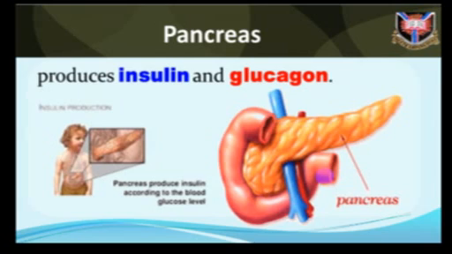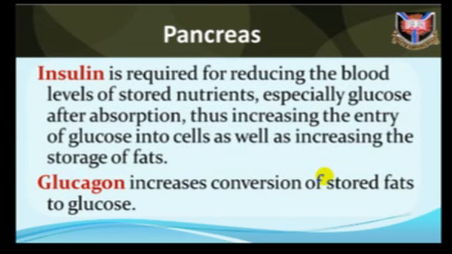Pancreas. It produces insulin and glucagon. Insulin is required for reducing the blood levels of stored nutrients, especially glucose after absorption. The hormone increases the entry of glucose into cells, as well as increasing the storage of fats. Glucagon increases conversion of stored fats to glucose. Undersecretion of insulin causes diabetes mellitus.